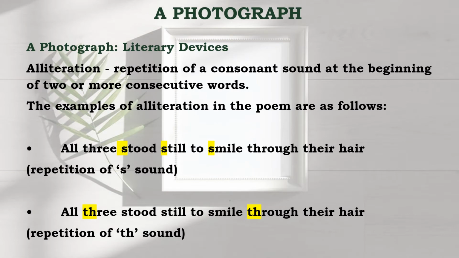Students, now we are going to discuss the literary devices used in the poem. First one is alliteration. Let's see the examples of alliteration in the poem.